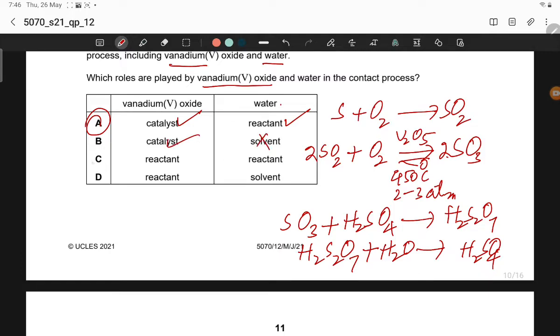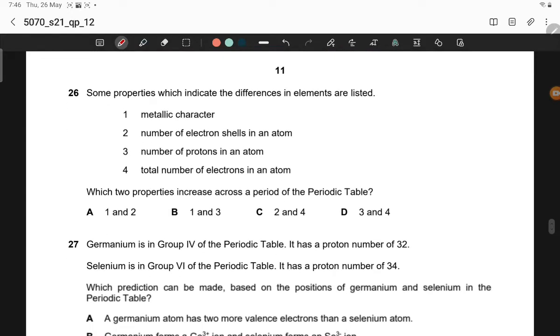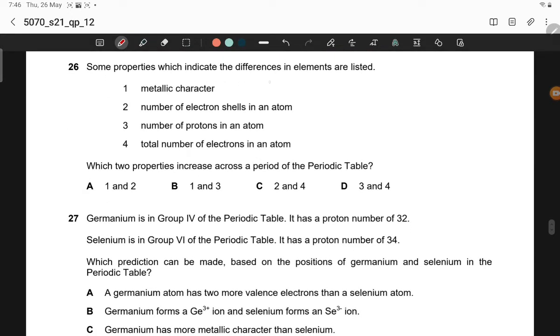Catalyst, solvent, reactant, solvent. So these three are incorrect. Some properties which indicate the differences in elements are listed: metallic character, number of electron shells in an atom, number of protons in an atom, total number of electrons in an atom. Which two properties increase across the period of the periodic table?